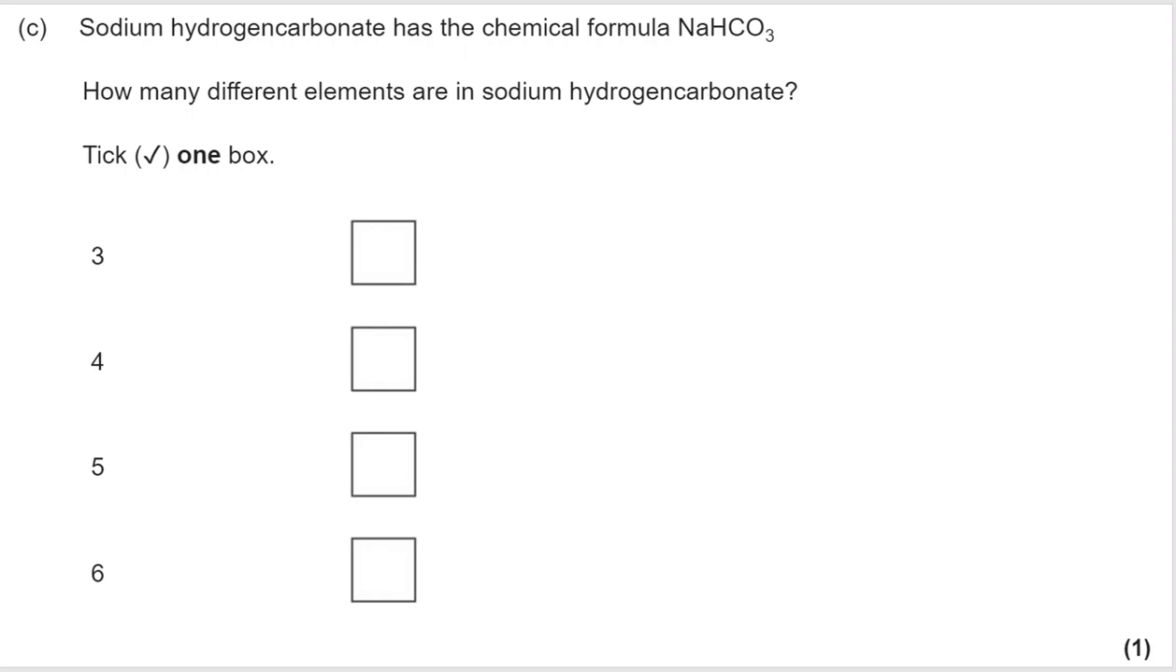Sodium hydrogen carbonate has the chemical formula NaHCO3. How many different elements are there? Well, there's sodium, hydrogen, carbon, and oxygen. So we've got 4 in total.